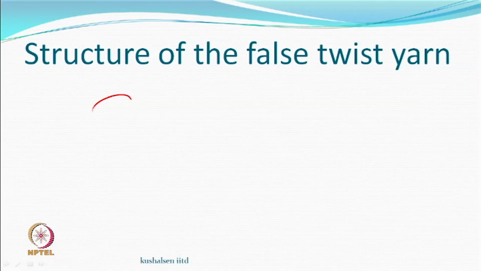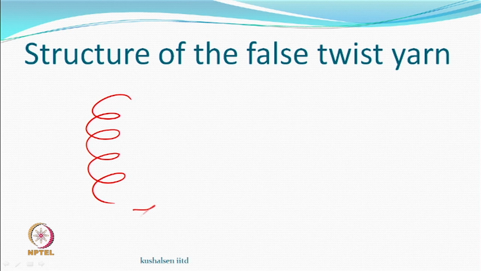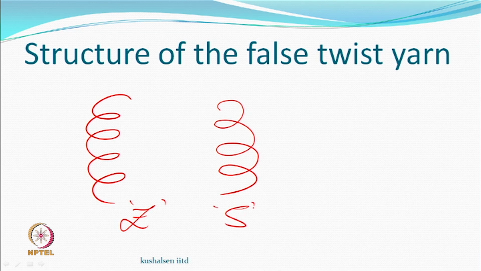So, what will be the structure of this false twist yarn? If you look at the structure, what will be the structure? You have to speak a little louder, so that... helical. So, the structure of this yarn also will be helical. One can design to make it Z or S, up to us. So, if you have a large long machine, you will have different spindles, some of them may be running at S, some of them may be running at Z.